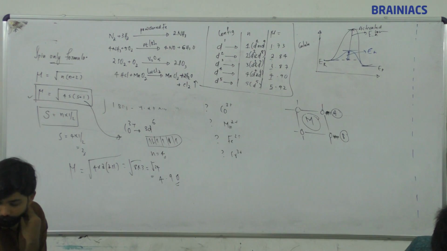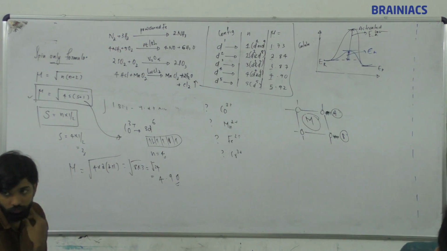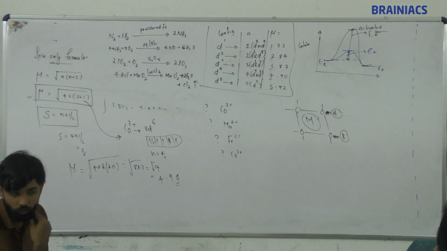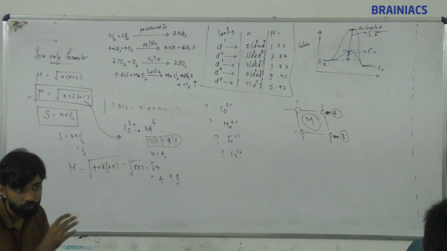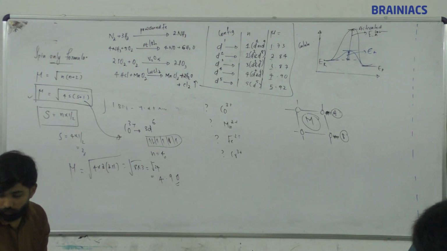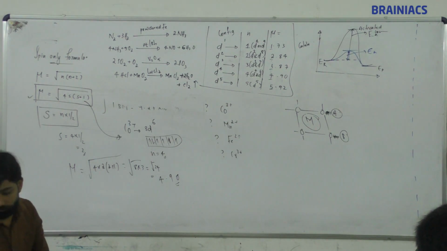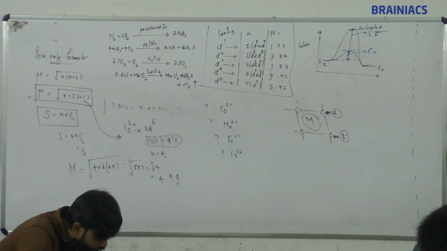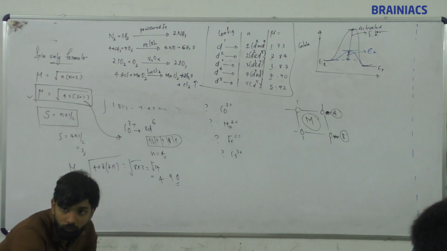Transition metal can lower the activation energy by weakening the bonds of reactants which are adsorbed on the surface of the catalyst, or surface of the metal. Okay, this is one of the reasons for the property of transition metal as a catalyst.